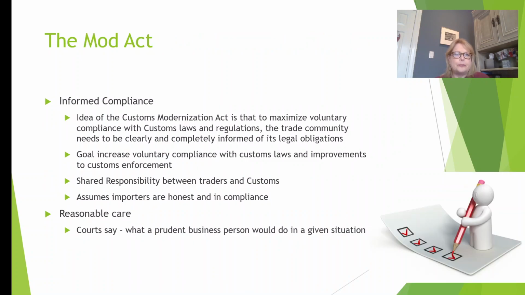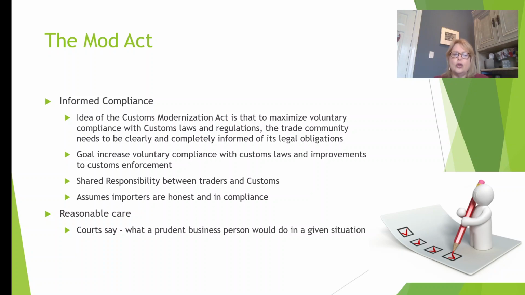The last thing we're going to cover in this chapter is the MOD Act. This is actually called the Customs Modernization Act, and this was put in place. The idea was that if we encourage voluntary compliance with all the rules and regulations that the Customs Bureau has to regulate trade, the trade community would be more likely to be voluntarily compliant with all the rules and all the compliance that's necessary to import and export products. It basically means that the responsibility is shared between the people who are exporting and importing and the Customs Department.